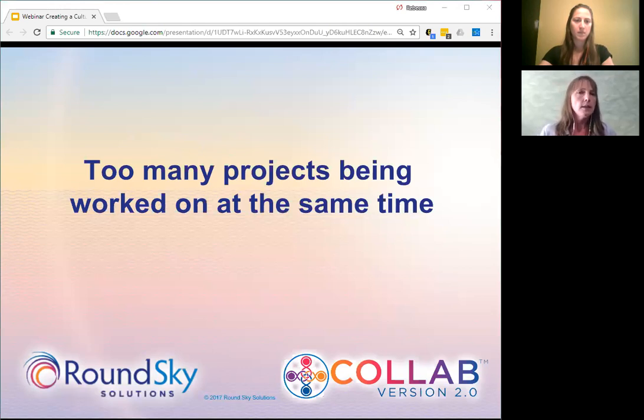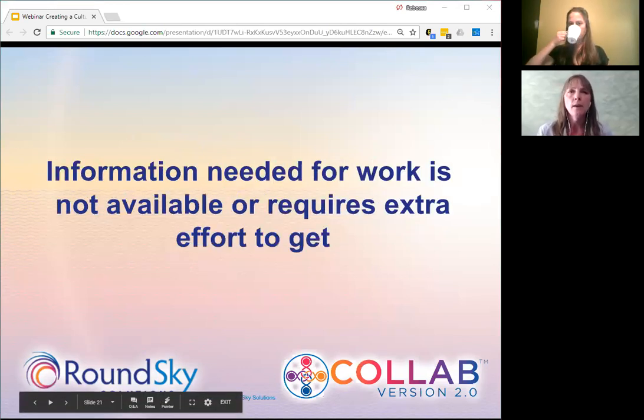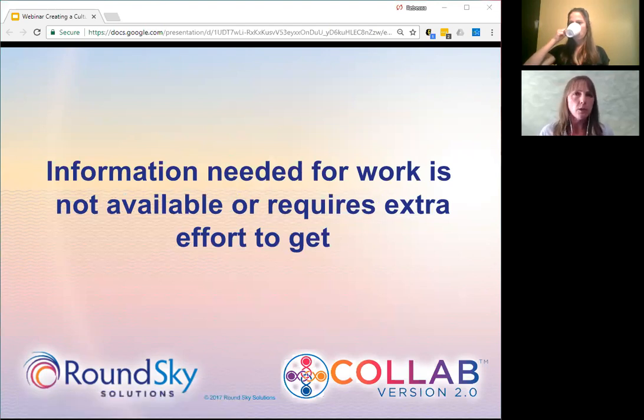Another cause is that information needed for our work is not available or requires extra effort to get. Imagine a landscaping company trying to plant a big tree with a huge root ball and accidentally hitting the gas line, causing an explosion, injuries to workers, and damage to the homeowner's property. If only the company had been more clear on who was accountable for calling to get the lines marked, this would have been avoided in the first place.